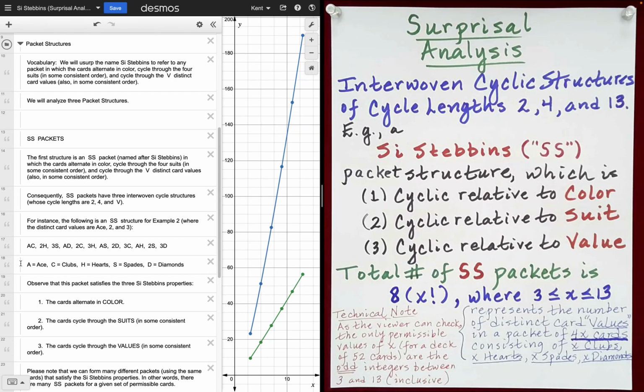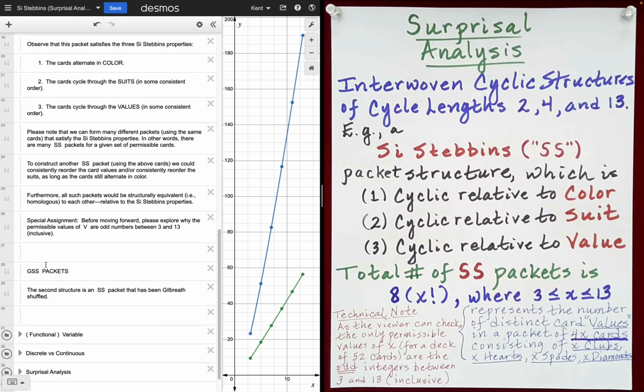For instance, the following is a SS structure, for example 2, where the distinct card values are ace, 2, and 3. Observe that the packet satisfies the 3 Si Stebbins properties. First, the cards alternate in color. Second, the cards cycle through the suits in some consistent order. And 3, the cards cycle through the values in some consistent order.